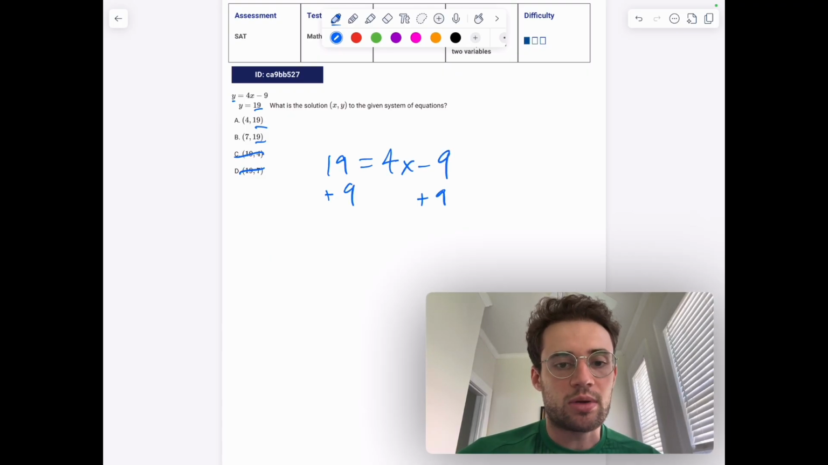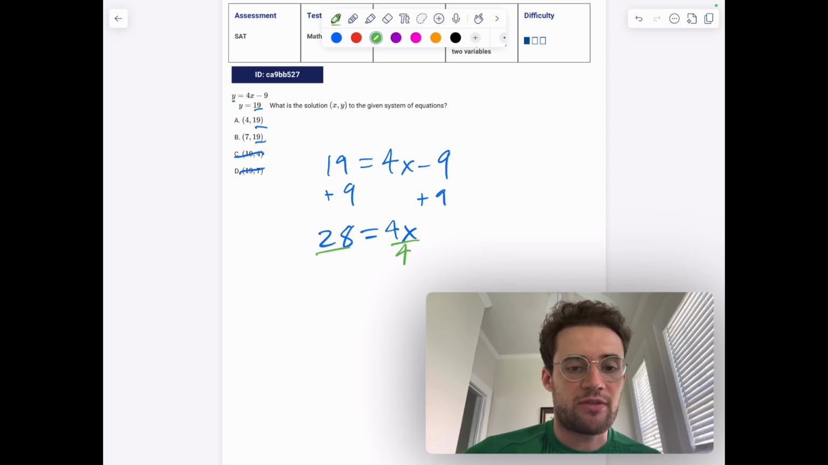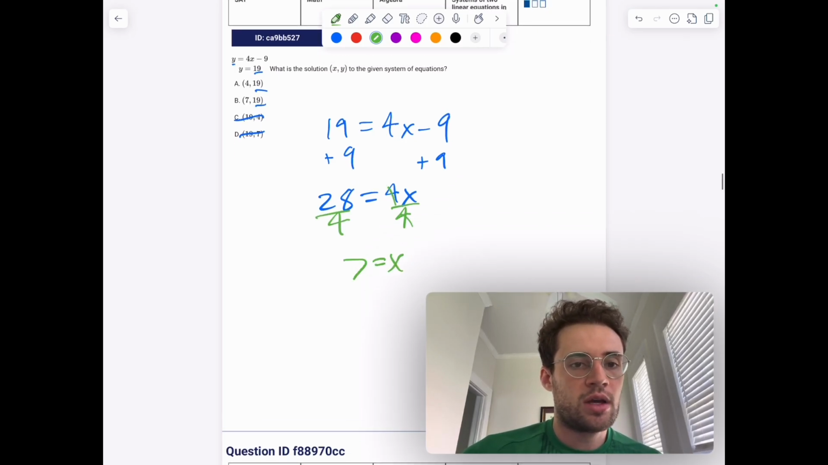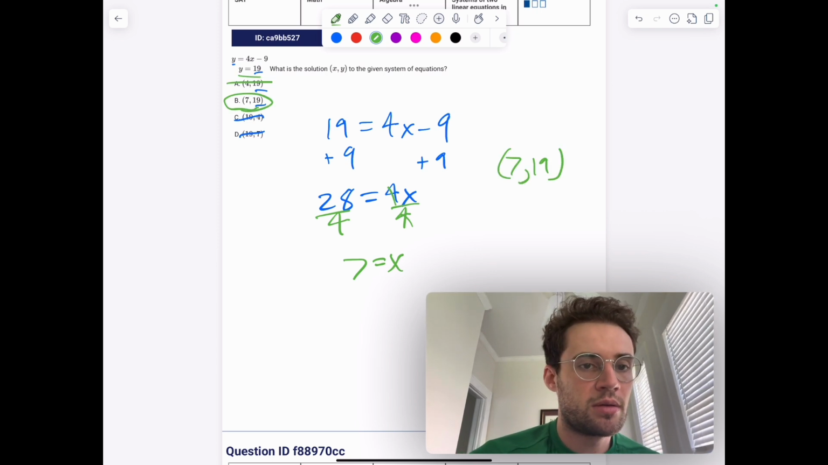We just have to solve for x, so get the x alone. I'm going to add 9 to both sides, which gives us 28 equals 4x. And then you can think what times 4 is 28, which is 7, or just divide both sides by 4, the opposite of times 4, which will give us that x is equal to 7. So we have x is 7, y is 19, they gave us that, so it's 7 comma 19, which is choice B.